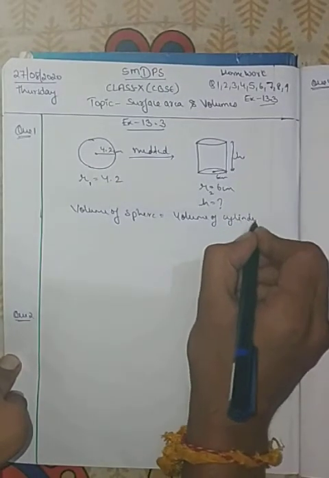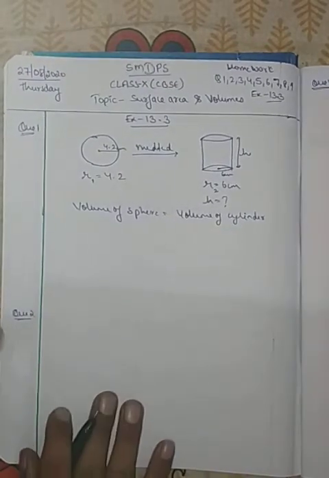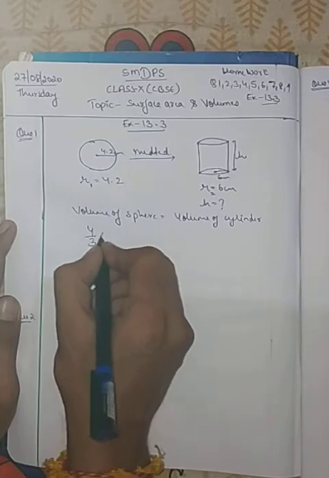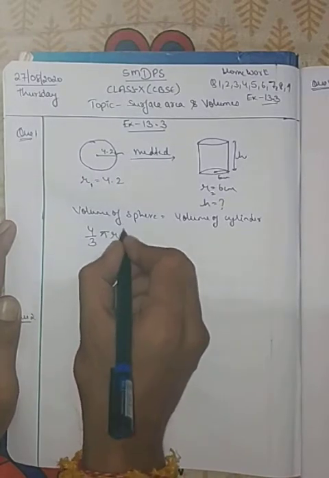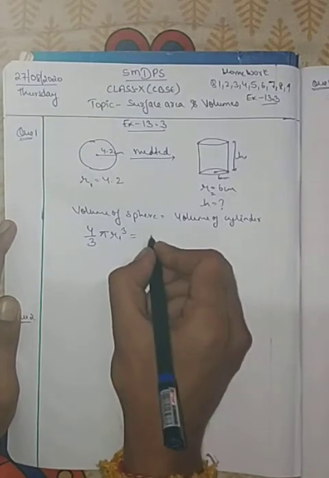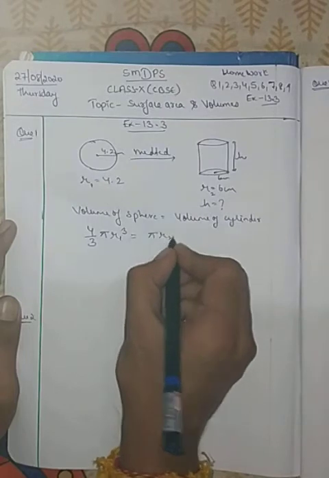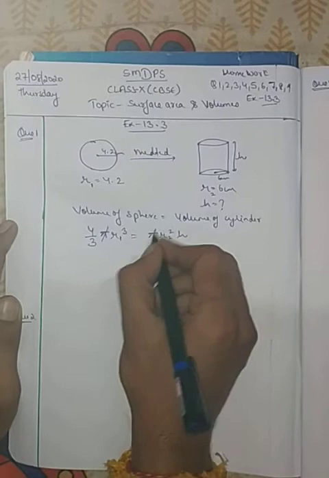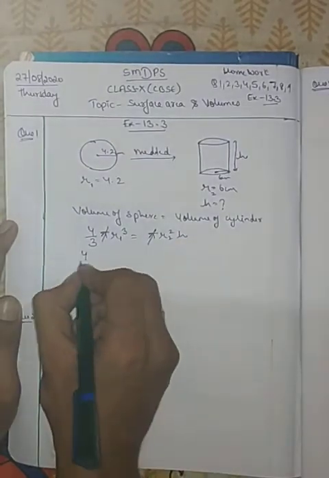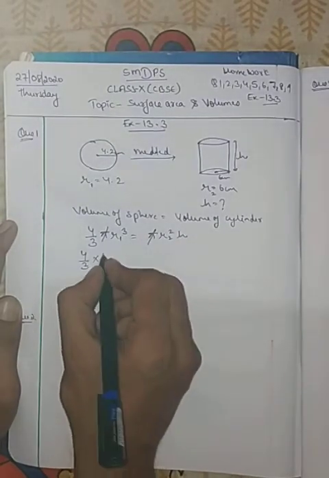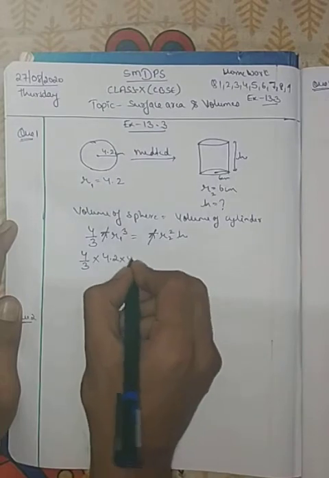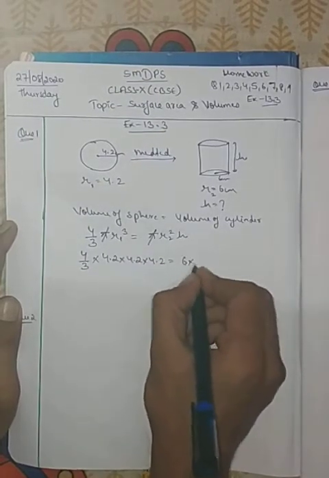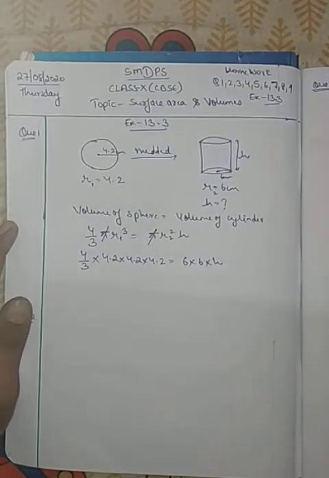Always write this, the main idea of the question. After that, write the formula. Volume of sphere is 4 by 3 pi r1 cube is equal to volume of cylinder pi r2 square h. Anything cancelled? Pi cancels with pi. What we have? 4 upon 3 into r1, 4.2 into 4.2 into 4.2. r2 is 6 into 6 and h we have to find.